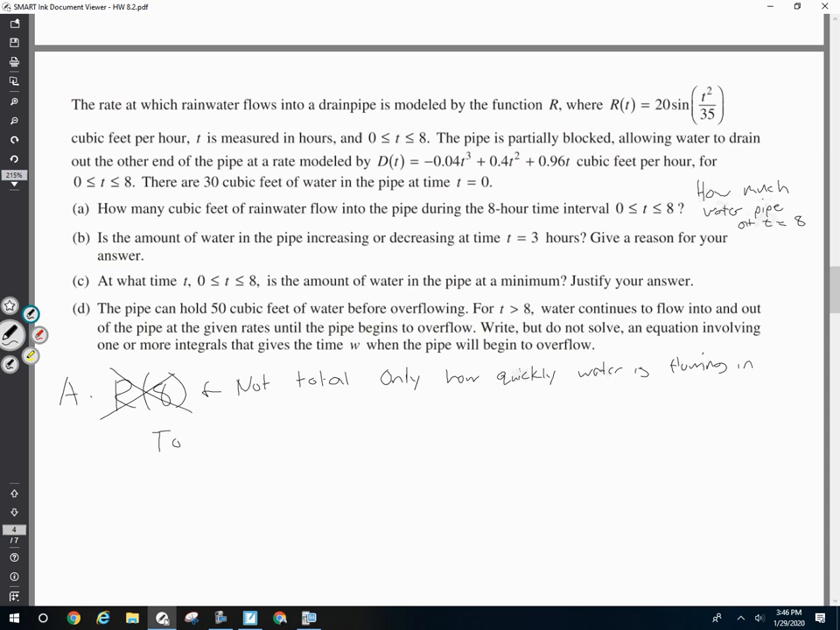We are looking for the total in, and we are looking for the total at time 8. The answer to the total in is 76.570. The answer to the total at time 8 is 48.543. See if you can get those numbers.